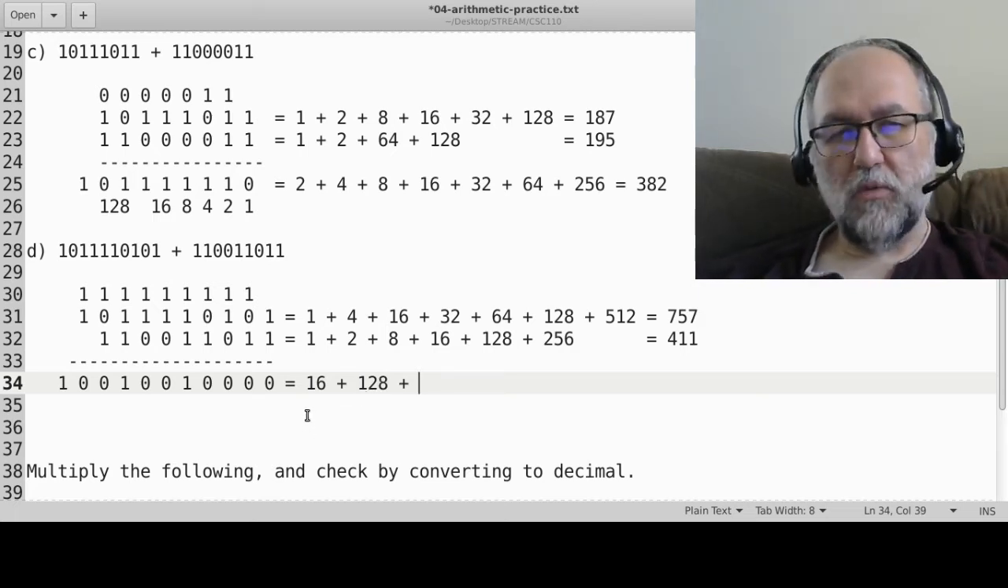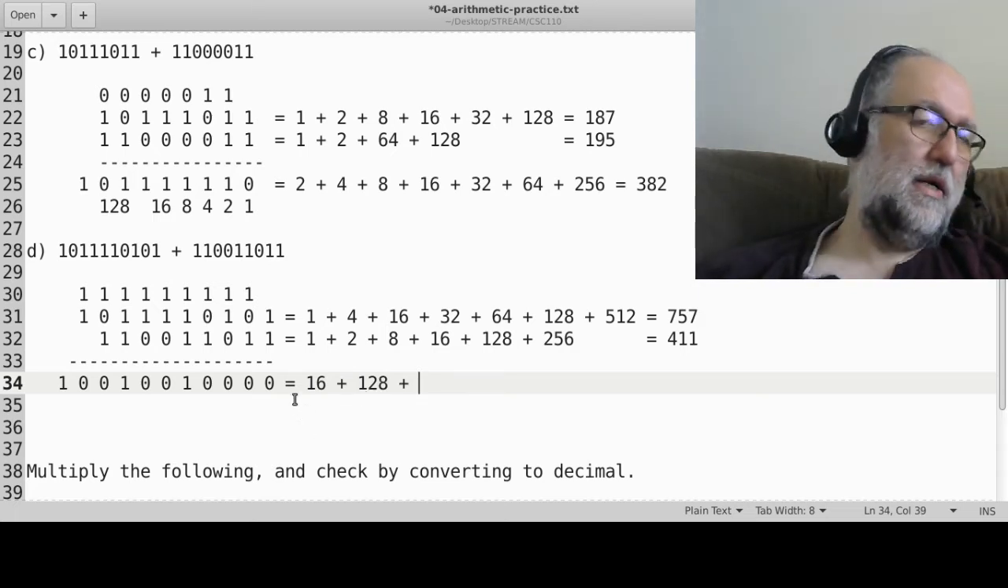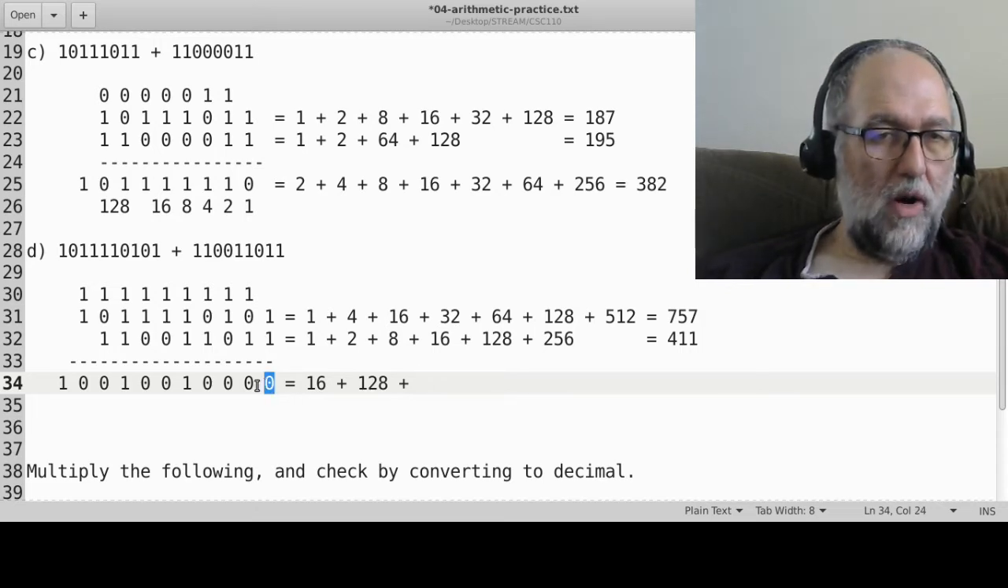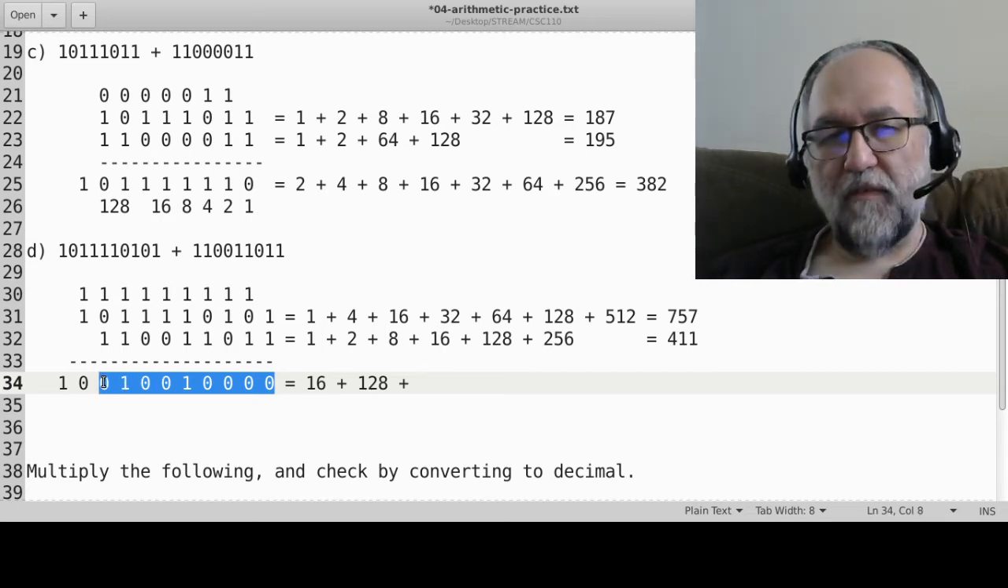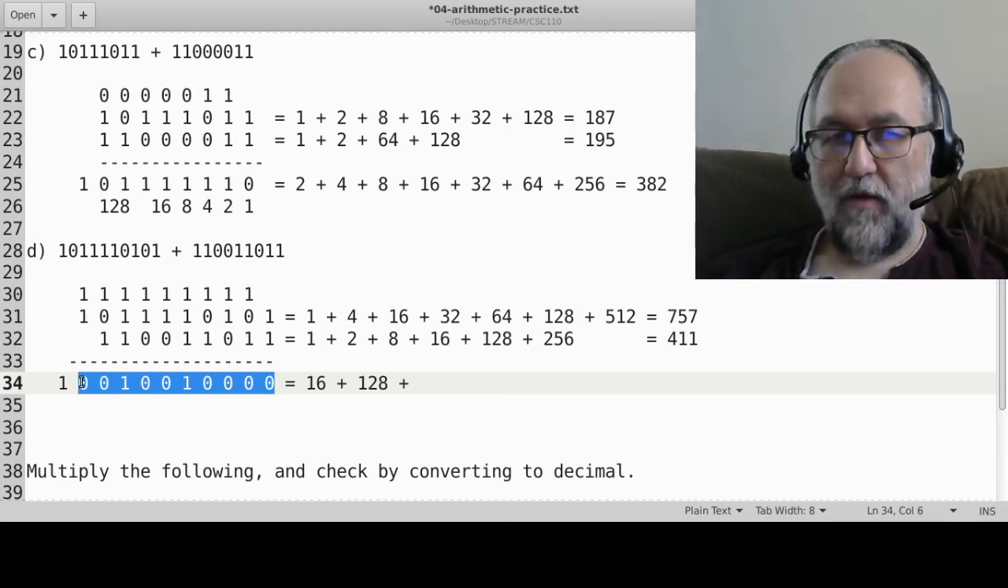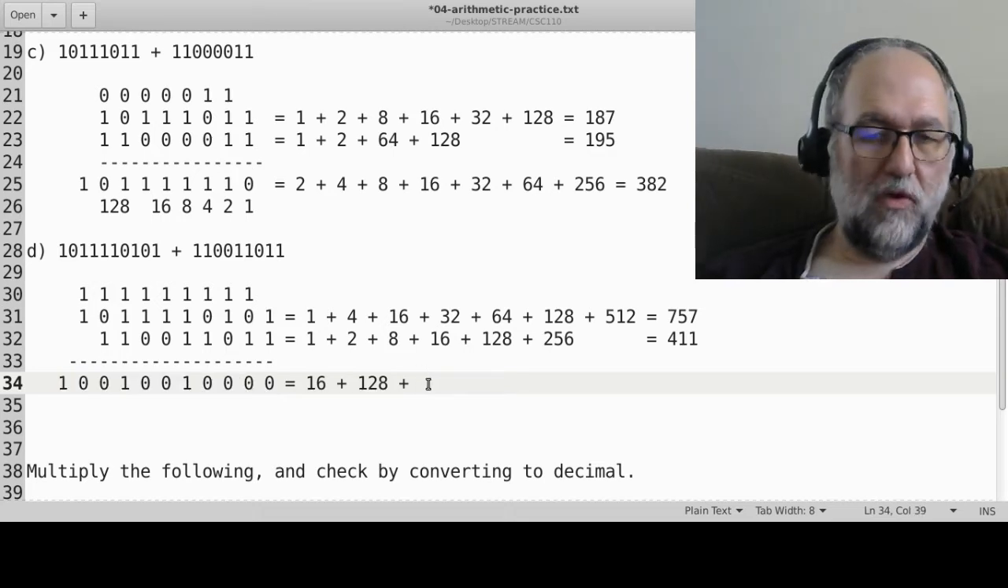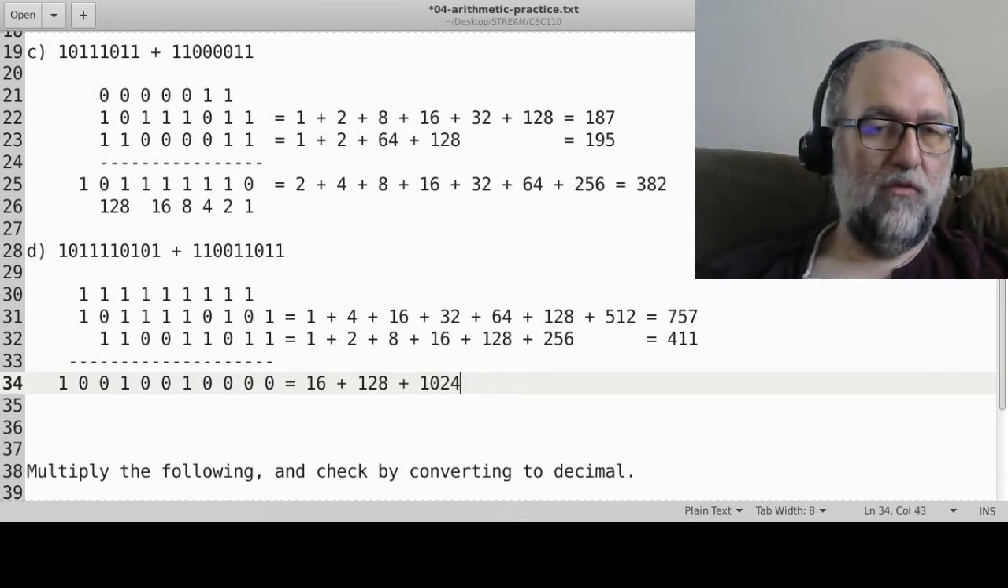And then I think the last one is a 1024. Let me see here. 1, 2, 4, 8, 16, 32, 64, 128, 256, 512, 1024. So that last one is 1024, like that.